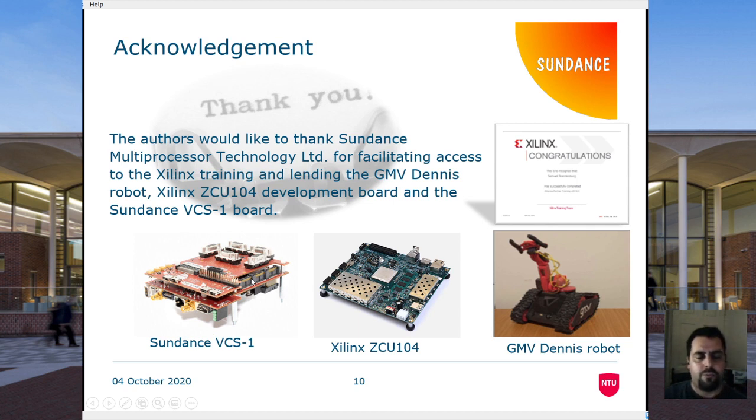And the VCS1 board is the system that we are targeting to use on the GMV Dennis robot. And the reason for that is because the VCS1 is industrial grade and is a PC/104 stackable board, which is basically designed for the type of application that we would like to explore. Also, because it allows us to connect directly up to 4 USB Type-C cameras.